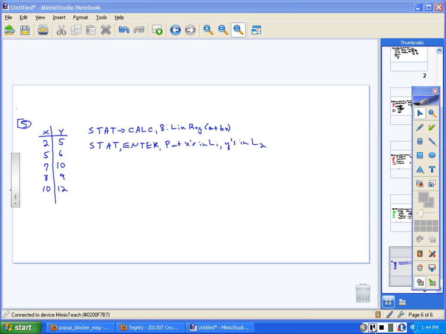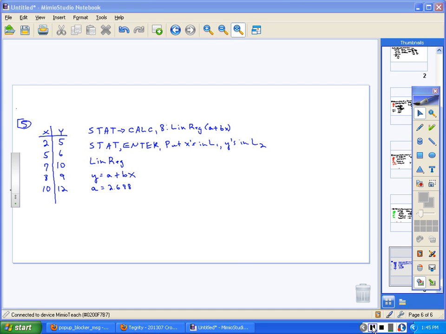Okay, so once you've got the data in, the x is in L1, the y is in L2, go back up to what I wrote above there: stat, over to calc, number 8, and then just push enter. This is what your display should look like. It should say linreg, linear regression, and then underneath that it says y equals a plus bx, and then it says a is equal to 2.688.